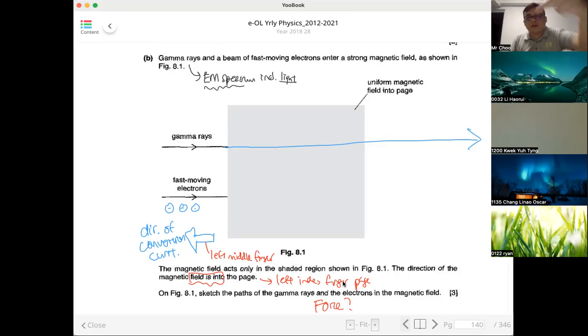How Ray, can you show me your finger? Your left index finger is going into the computer. Your left middle finger is moving from right to left. So your thumb will be moving in what direction? Sorry, Yiting, can you try again? How Ray, well done. You're right, sorry. Yiting, you try again. The key mistake is that the direction of conventional current is right to left. That is the key mistake that most of you will make.